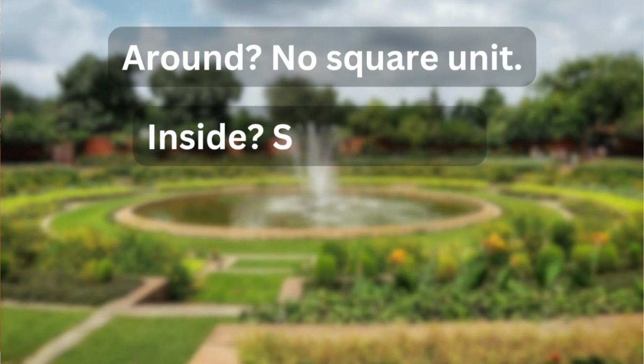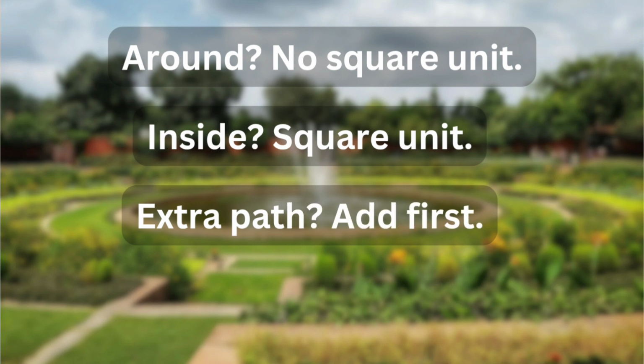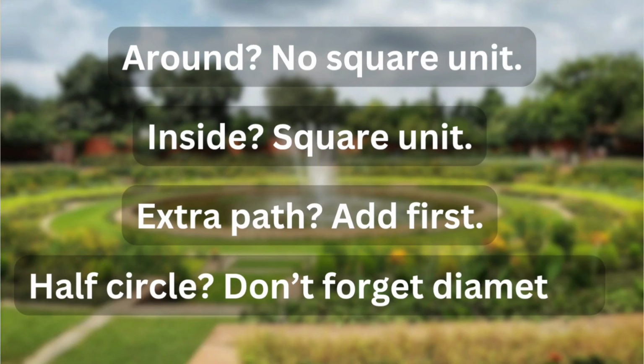So always remember, around, then no square unit in the answer. Inside, then we will use square units. Extra path, add first. Half circle, don't forget the diameter. So formulas don't confuse us. Situations do. Next time you see a circle question, just don't jump to the formula. Ask yourself first, around or inside? In the next video, we will solve even more mixed circle problems. Thanks for watching.